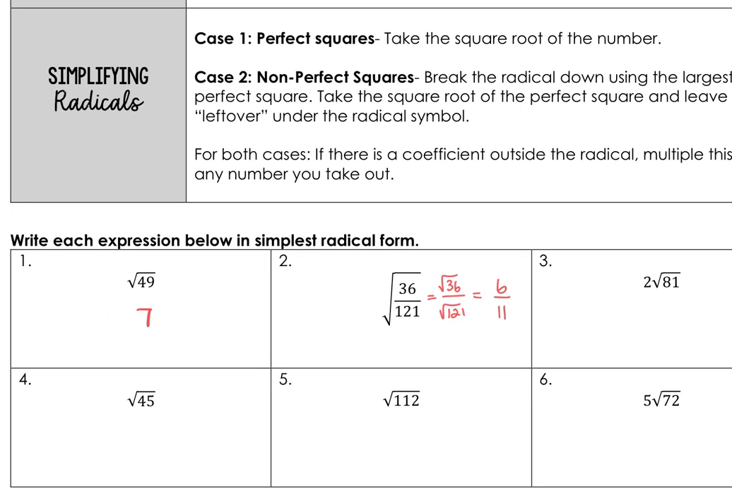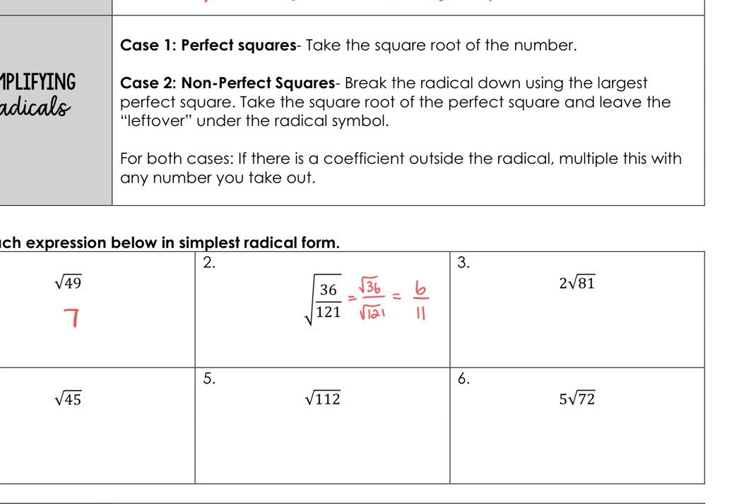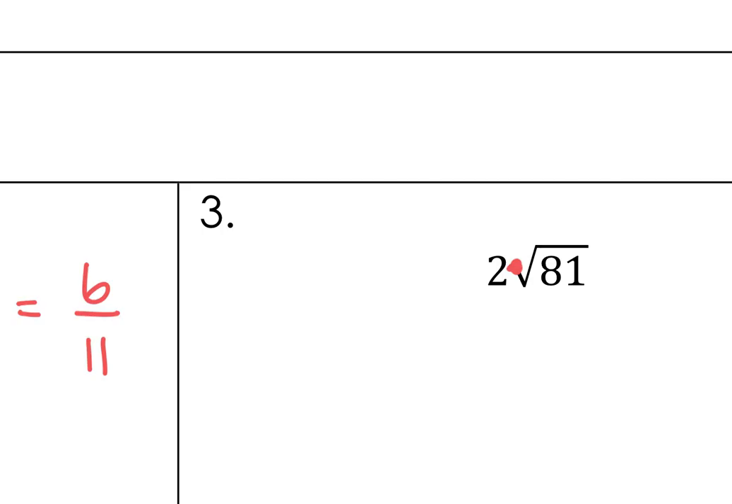And then for number 3, we have 2 times the square root of 81. This problem is an example of this last note that I have on here, where it says for both cases, if there's a coefficient outside of the radical, like this 2, meaning 2 times the square root of 81, we're going to multiply this coefficient by any number that we take out of the radical. In this case, we have the square root of 81. 81 is a perfect square. So what number are we going to take out of that? The square root of 81 is 9. And so we would do 2 times 9 and get 18.